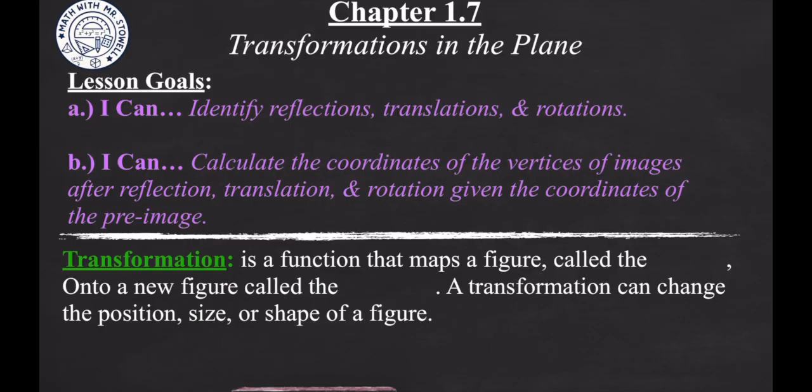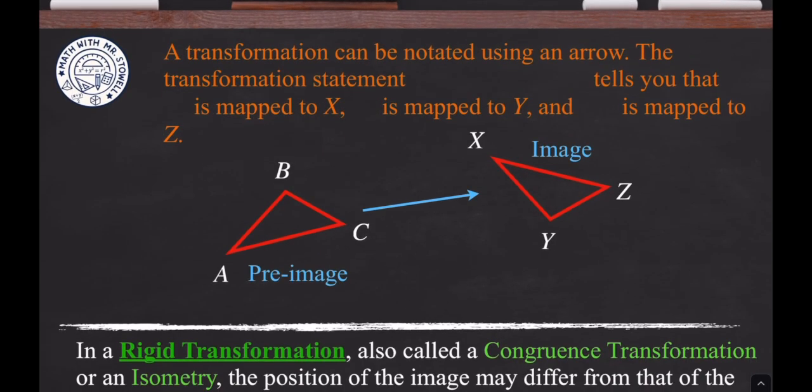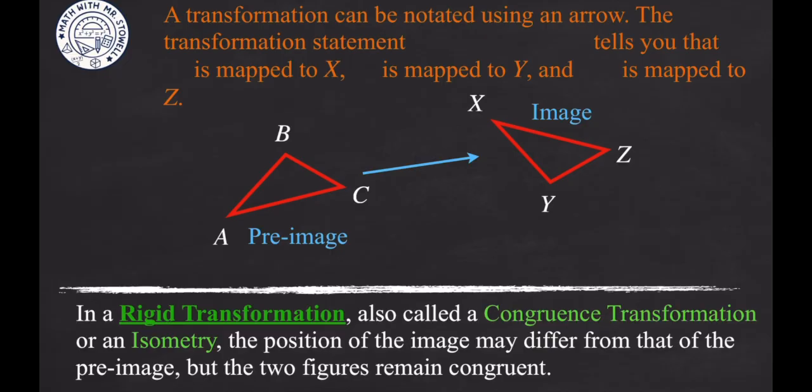A transformation is a function that maps a figure, which we call the pre-image, onto a new figure called the image. A transformation can change the position, size, or shape of a figure. So we start off with what's called the pre-image, we end with what is the image. After the transformation is done, we have our image. What we start with is called the pre-image. A transformation can be notated using an arrow.